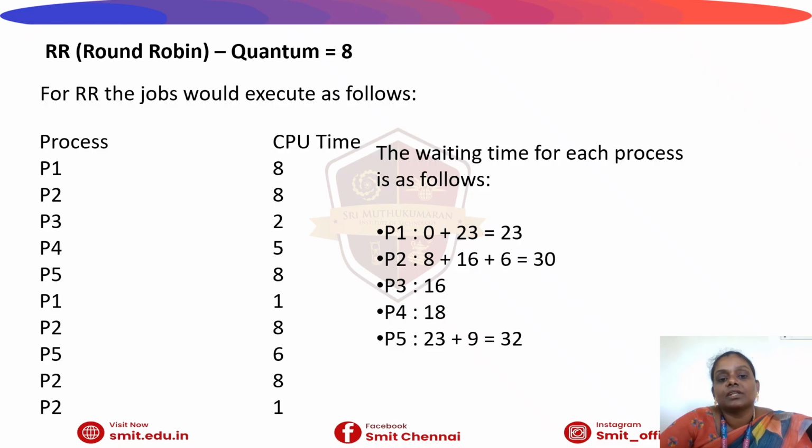When P3 comes, the waiting time is 16, and P3 occurs only once, and then P4 enters. P4 has a burst time of 5, so P4 occurs only once. The waiting time for P4 is 16, and then P4 enters; P4's waiting time is 18, and P5 enters. When P5 comes, the waiting time is calculated as 23 plus the waiting time of 9, which is equal to 32.